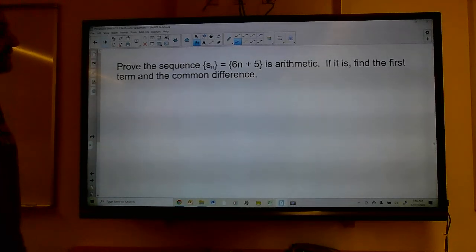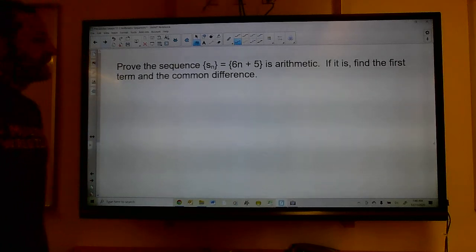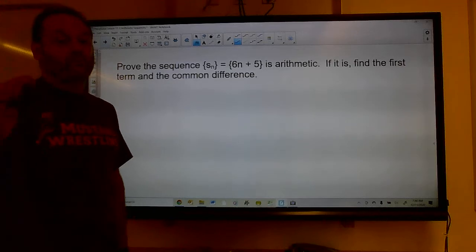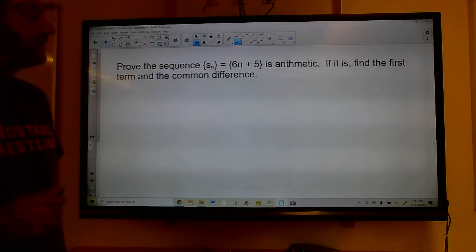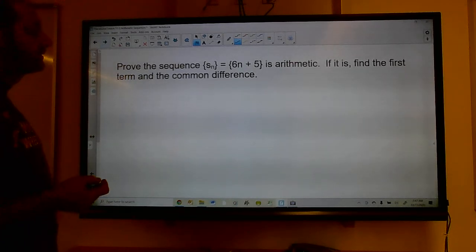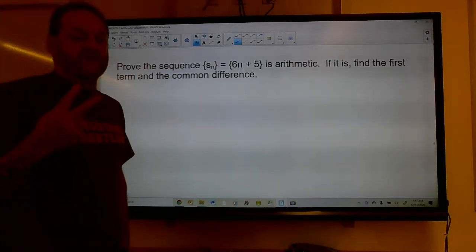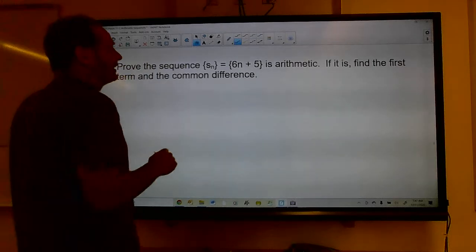All right, prove that the sequence s sub n equals 6n plus 5 is arithmetic. If it is, find the first term and the common difference. Okay, so proving something is an arithmetic sequence is different from just asking, is this arithmetic? In order to prove it, you need to take two consecutive terms at random and show that they have a common difference. So how do you do that?